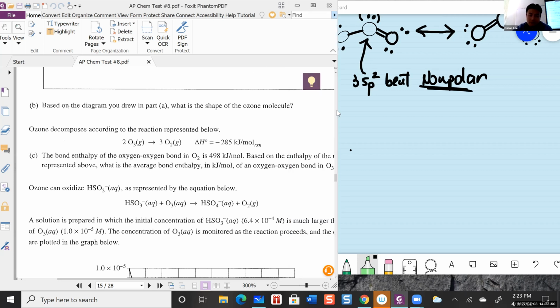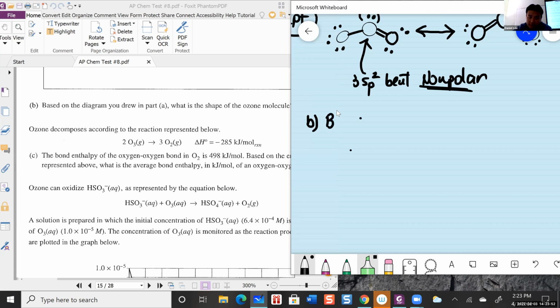So do I need to do any more, part B? What is the shape? No, just bent. You get 1 point for saying bent. They didn't even ask for the hybridization. So you just say bent. Angular, V-shape, bent, doesn't matter.